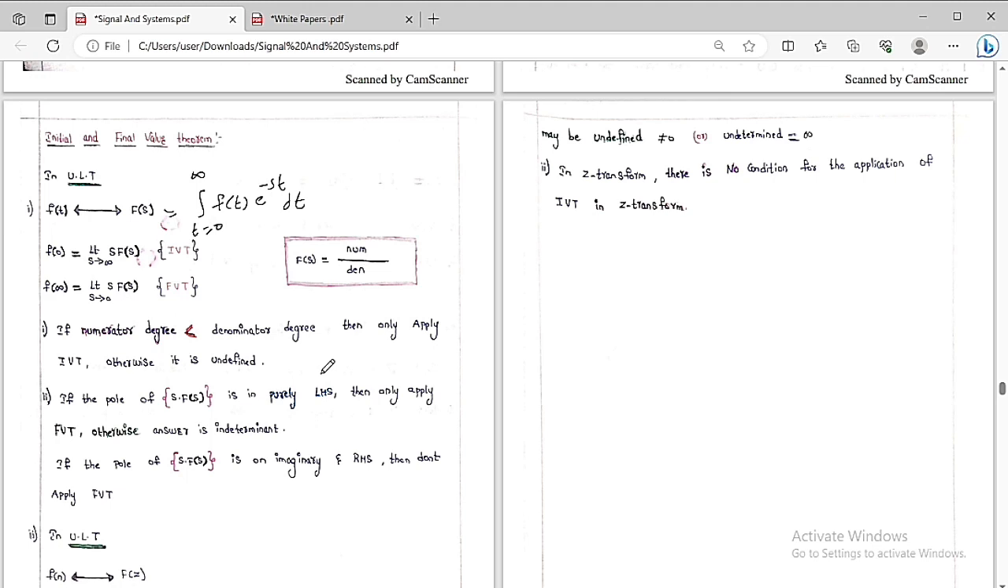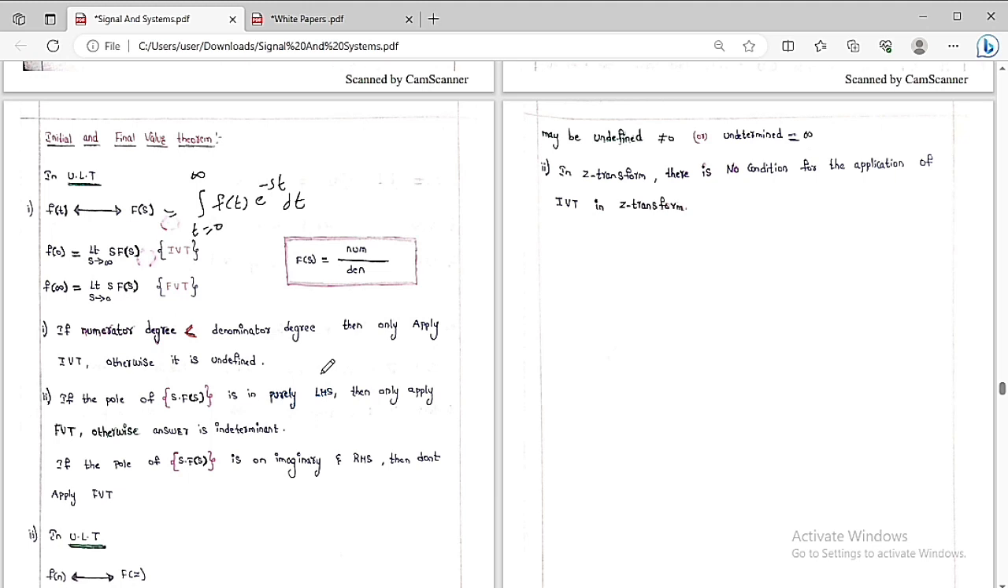So finally, I've already told you the formulas of the initial value and the final value. But before you apply them, you need to check whether these conditions are satisfied or not. Only when the numerator degree is less than the denominator degree do you apply the initial value theorem. Otherwise, don't apply it, because it is undefined.